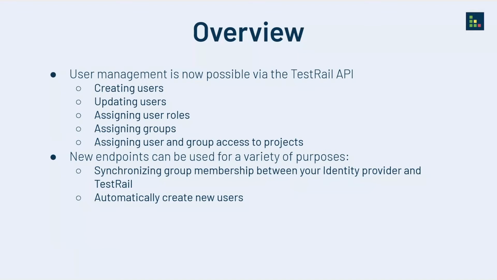Previously, the TestRail API only supported getting user information. We've now added a lot of endpoints for managing users, managing permissions, all through the API. So you can now synchronize group membership. So if your IDP has user groups and you want to synchronize those user groups between TestRail and your IDP, you can do that with a custom API script.